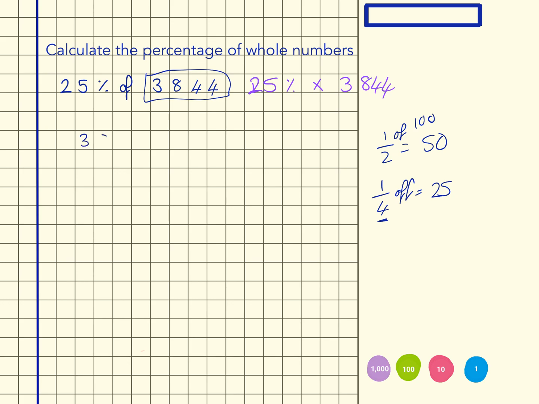3,844 divided by 4. What we're doing is looking for groups of 4 here. In that first column you can see that there are no groups of 4, so I'm going to write that here. These 3 are going to need to be regrouped across, so that's 30 that I'm taking across. So I'm going to end up with 38 in this column here.